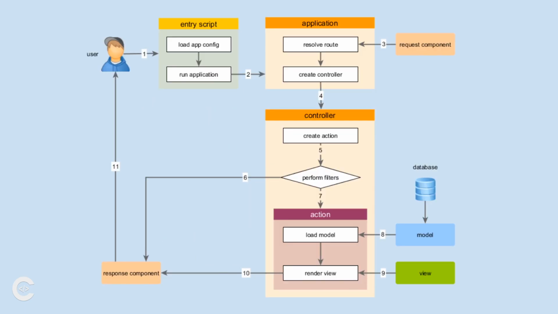Okay, let's have a look at the request flow. So, the user makes a request and the request comes to the entry script. Then the application config file is loaded, and the application instance is created and run. Then the application looks at the current route, and according to the route, it creates a controller. It uses the request singleton component to get the route, and out of this route it then creates the controller.